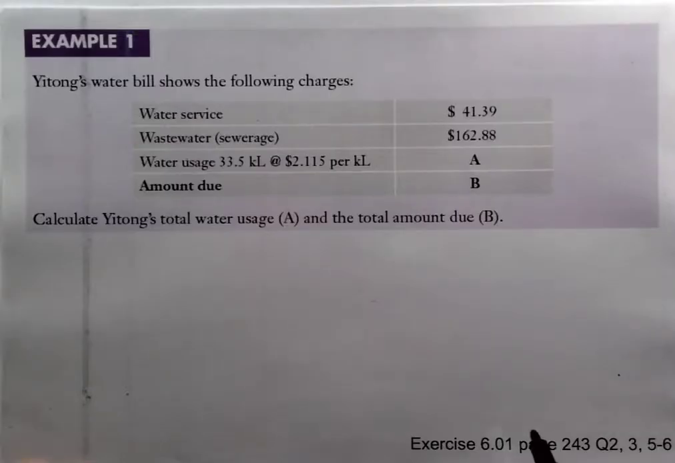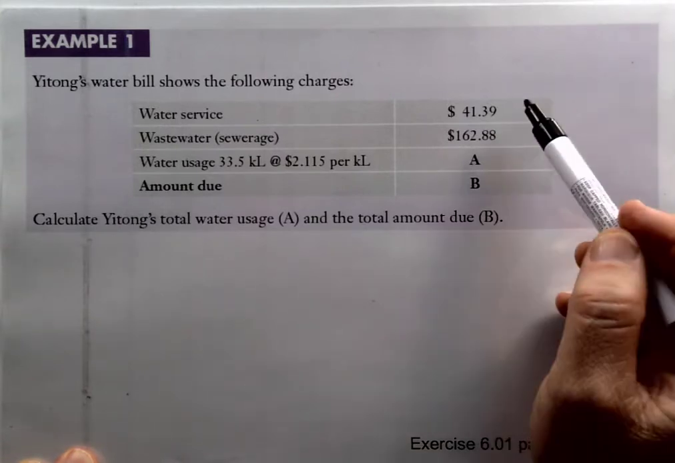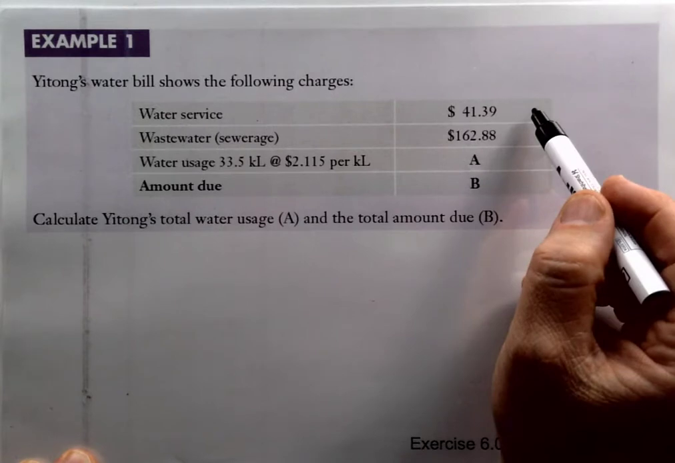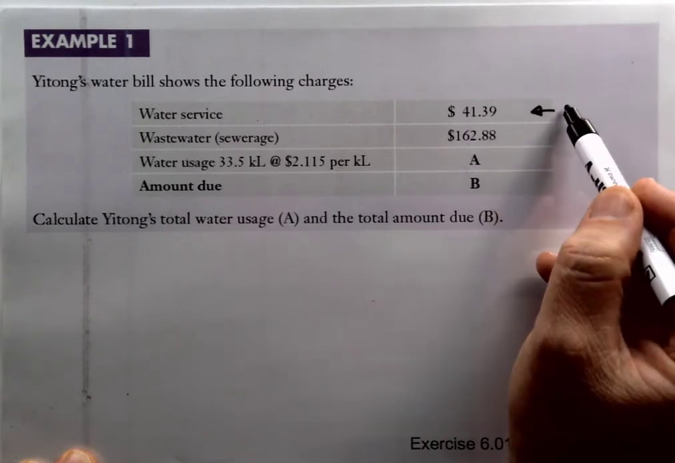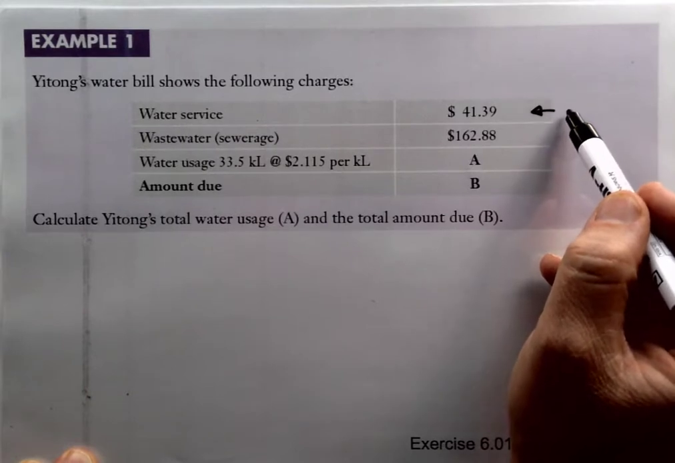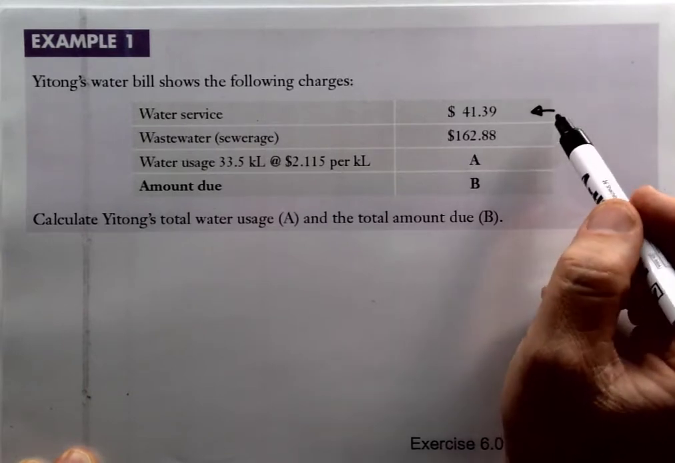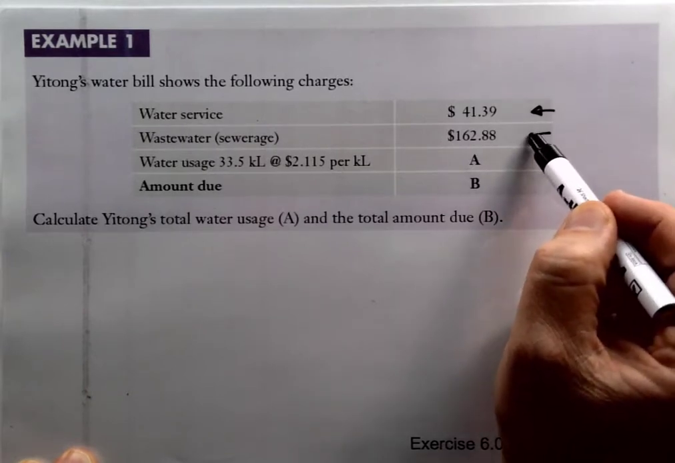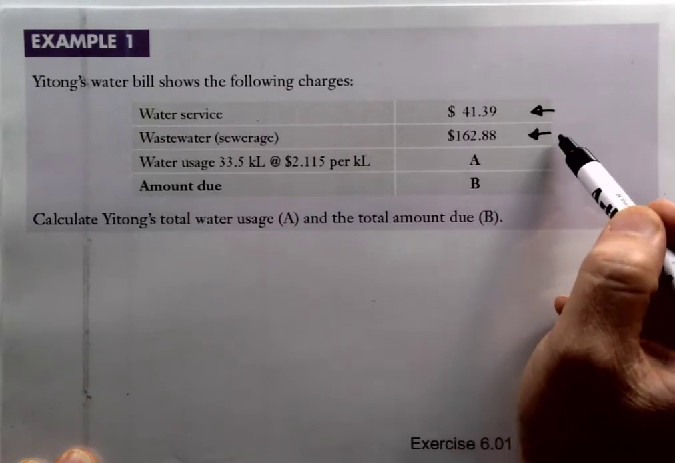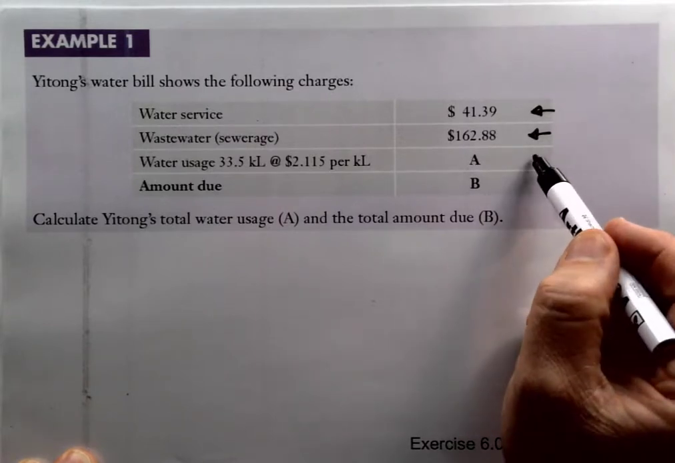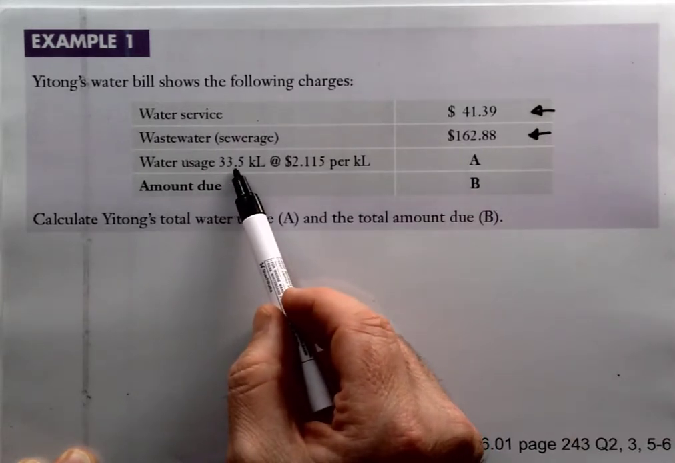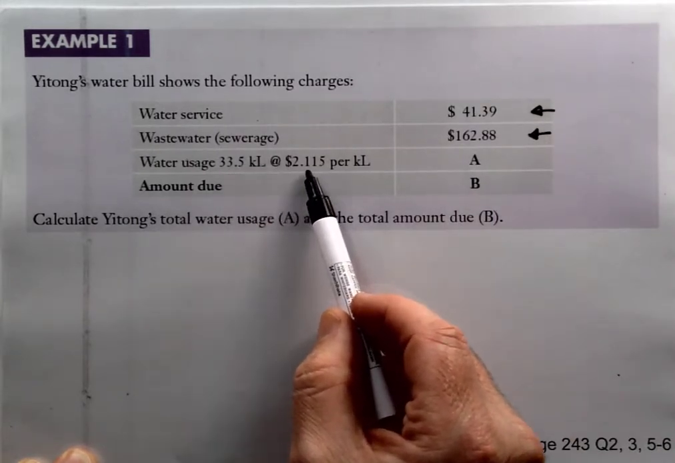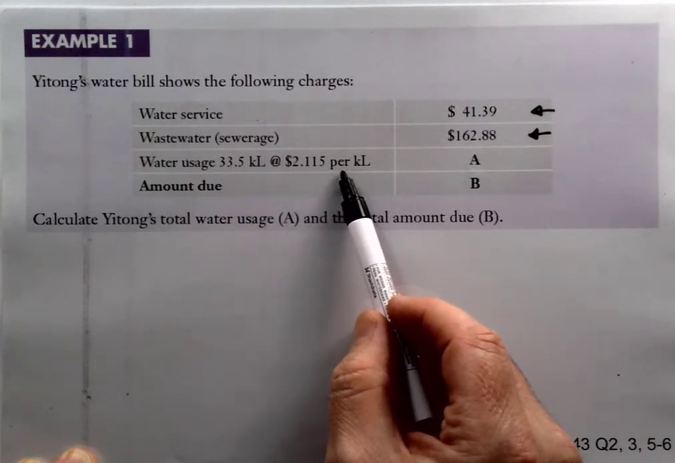Okay, so in this example, we've got quite a simplified water bill. We've got the water service, so that's the fixed amount for having access to all of the pipes, etc. So that's your fresh, clean water coming into the house. You've also got the wastewater charge, which is for the dirty water going out, so your toilet, shower water, etc. Then here, they haven't worked out the amount, but they've told us that this person's used 33.5 kilolitres and they've been charged $2.115 per kilolitre.